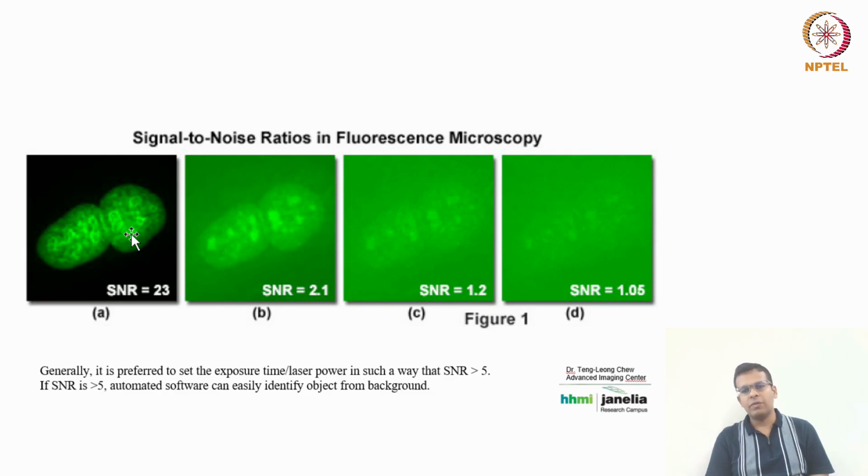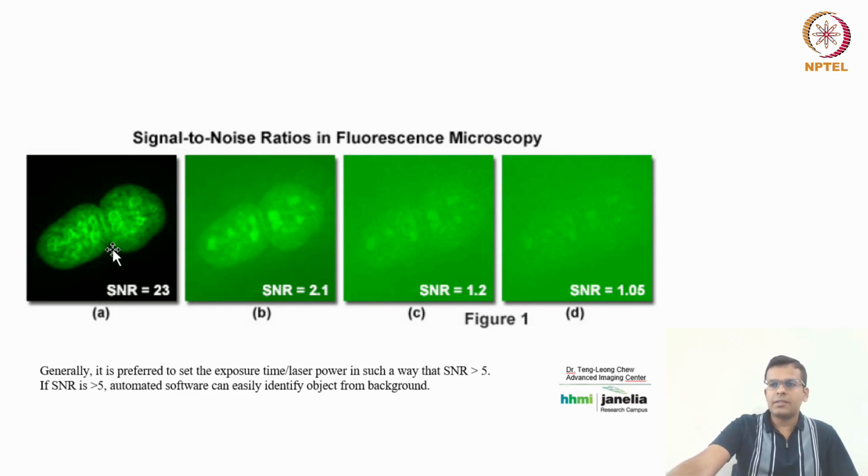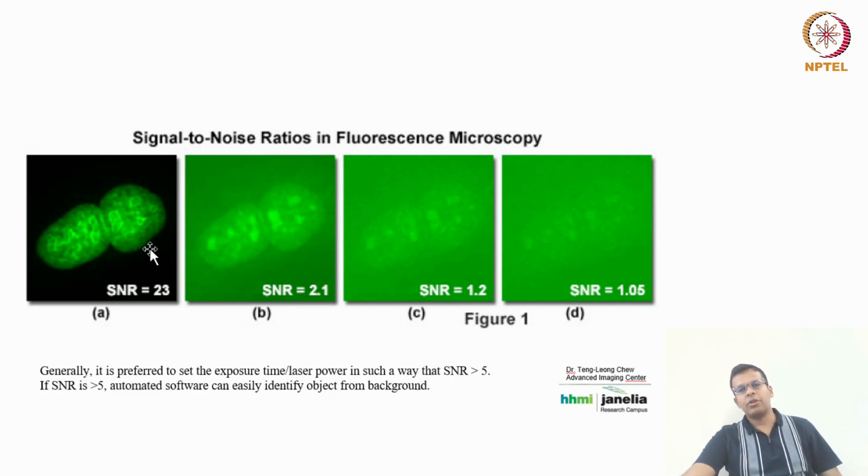So it's not that you should always go for the highest signal to noise, but for any software based automatic detection, you need a minimum signal to noise ratio of 5 or more. So ideally it is not a good idea to image your samples by keeping the SNR of 23. Instead, use light just sufficient so that your signal to noise ratio will be 5 or more, like 6, 7 or up to 10. But don't image with fluorescent light or exposure time so high that your signal to noise ratio will be too high. It will create unnecessary photo bleaching, and it will not give you any additional information.